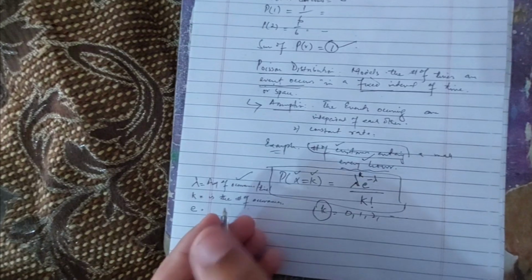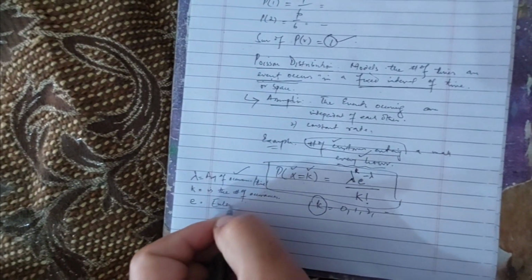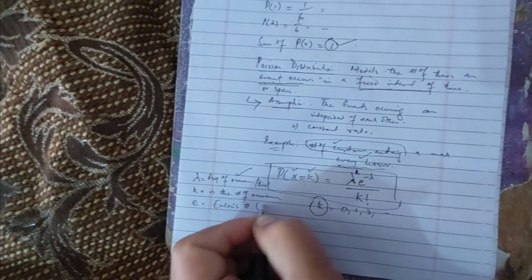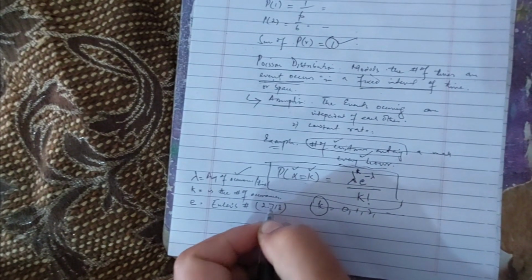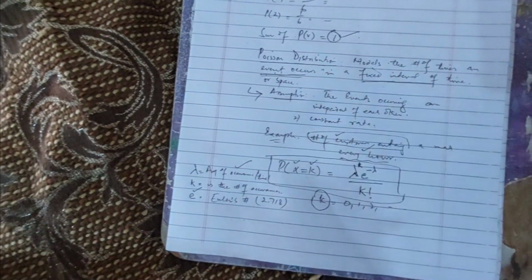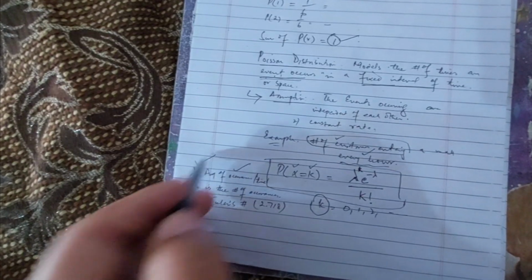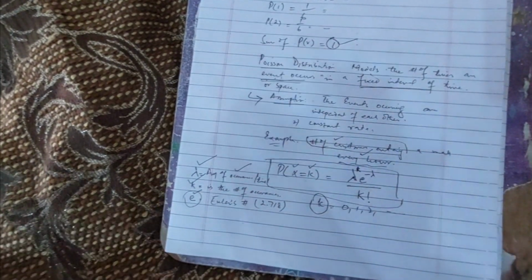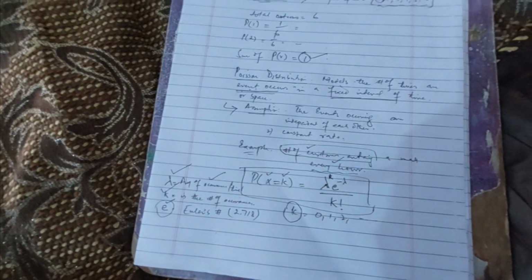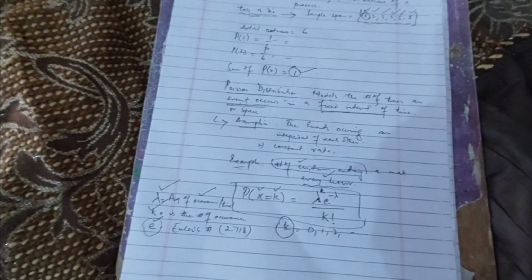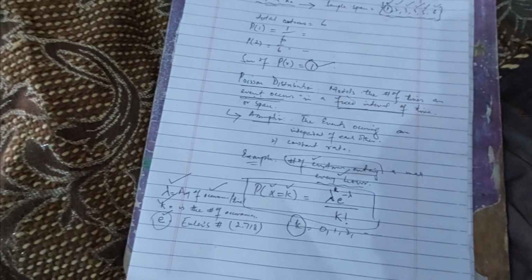Okay, and e is the Euler's number, and its value is approximately 2.718. It is a constant. This is the variable, and this is the constant. So this is how we define the Poisson distribution.